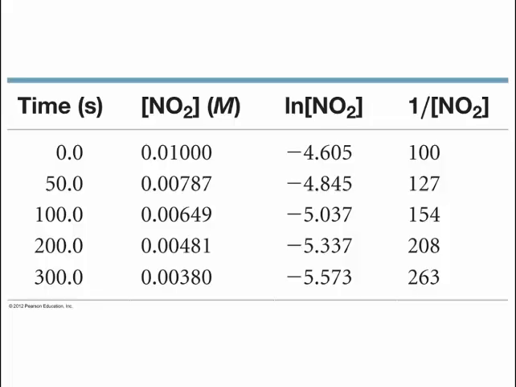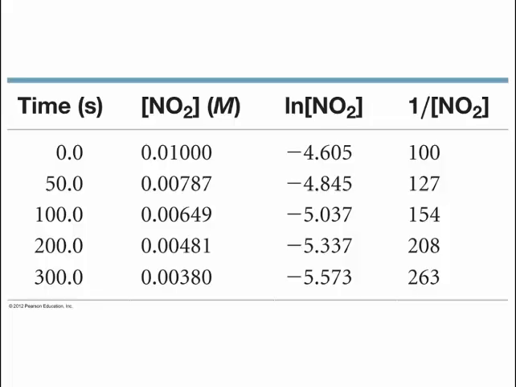So then we look at the natural log column to see if it's first order, and we can see that it's somewhat going down by a constant amount, but again the time isn't constant in this chart. It goes from 0 to 50 to 100 to 200, 300. So that means that the natural log of nitrogen dioxide is also slowing down in its change.